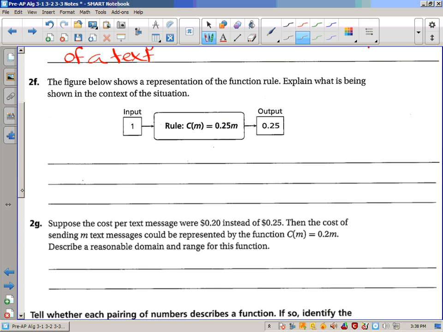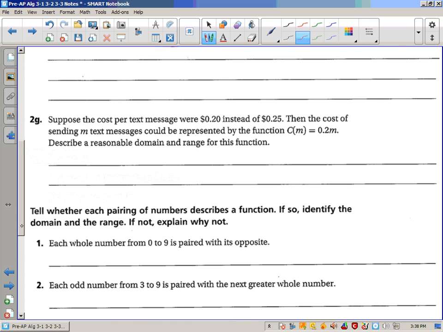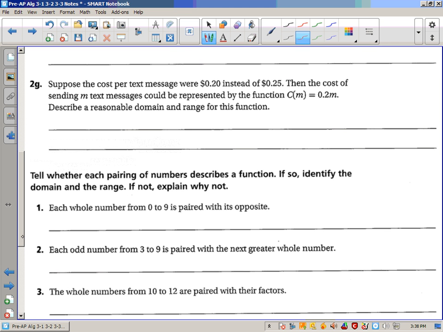All right, not going to go into detail too much about this right here, just reminding you that when we do a function, we have an input, we perform some kind of rule or operation upon that input, and then we get the output. So in this case, one text message would cost 25 cents. But suppose that they change the cost of the text message and it was 20 cents a text message rather than 25 cents. Would that change the domain of the function?